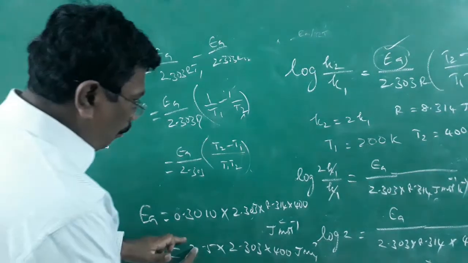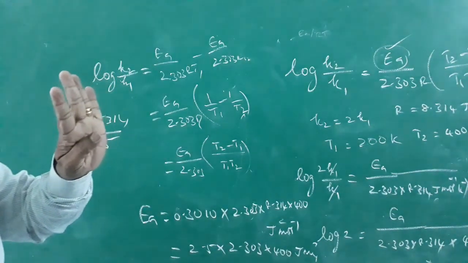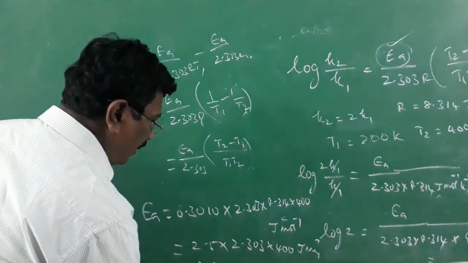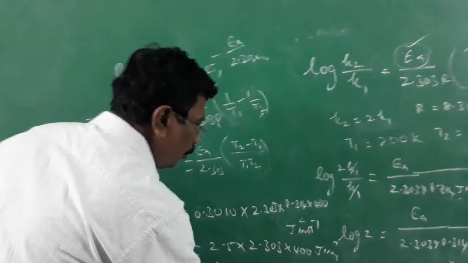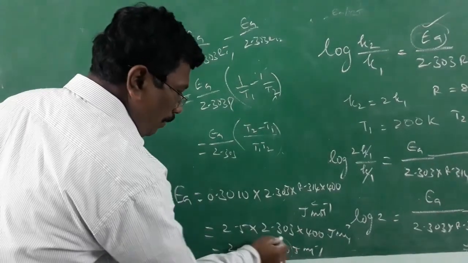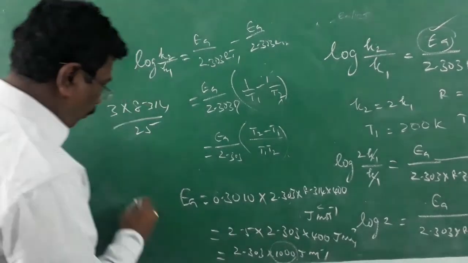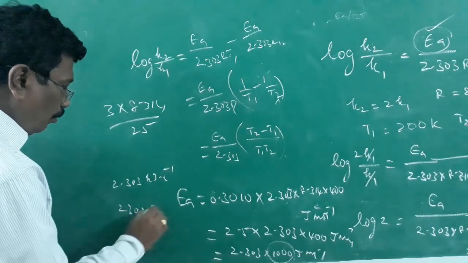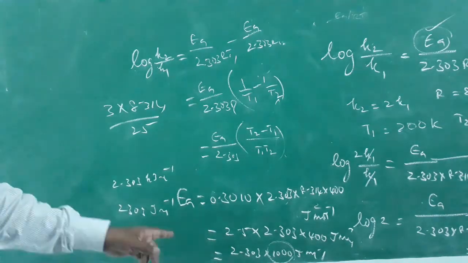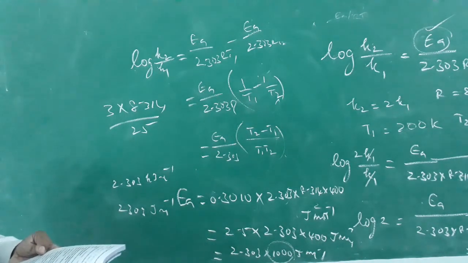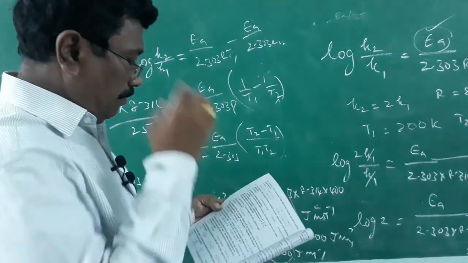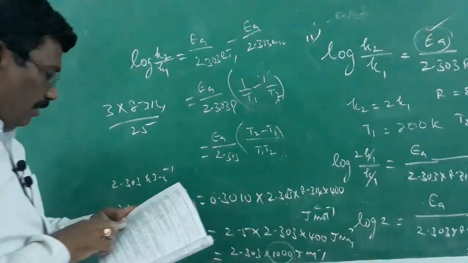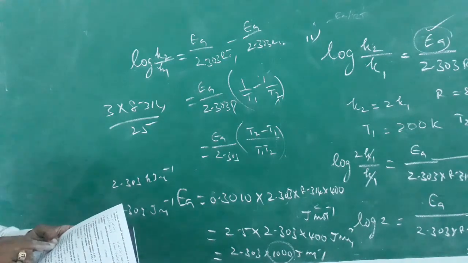Now 2.5 into 400: 2.5 into 4 is 10, 10 into 100 is 1000. So 2.303 into 1000 joule per mole. 1000 joule means 1 kilojoule. Therefore 2.303 kilojoule per mole or 2303 joule per mole. That is our approximate answer. So the answer for question number 11 is the first option, 2305 joule per mole. That is the option.